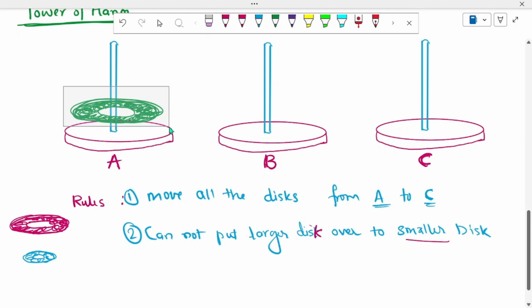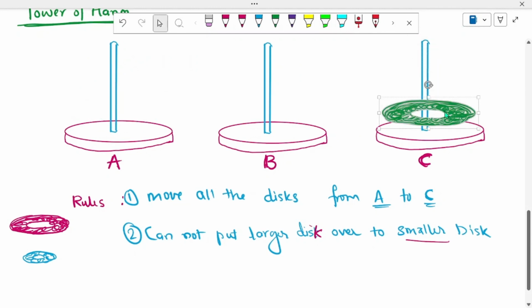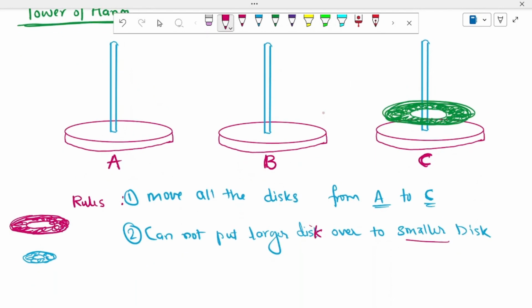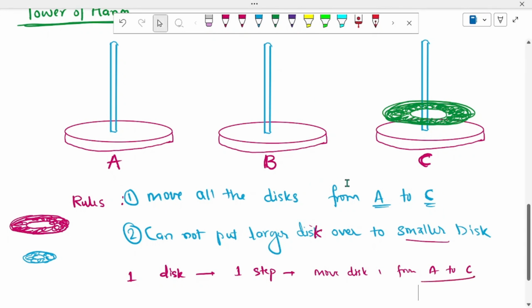Now, when I have got only one disk here, I have got a direct way of solving it. I'll just lift it here and put it here. This way I have solved the problem in step 1. When I have only one disk, I solved it in only one step. And what was that? Directly move disk 1 from A to C. This was my solution.